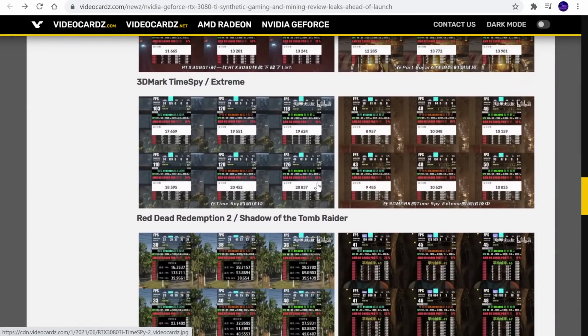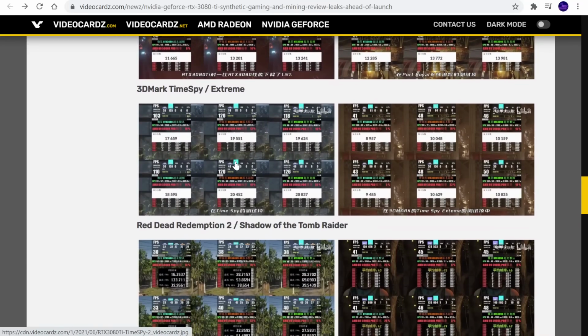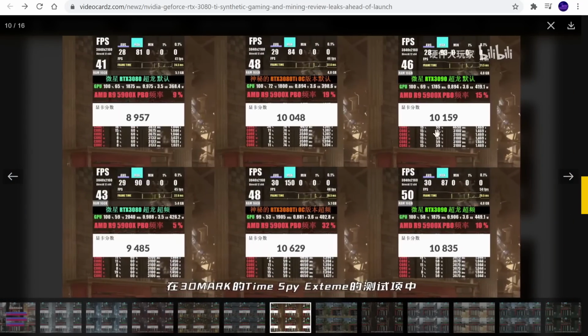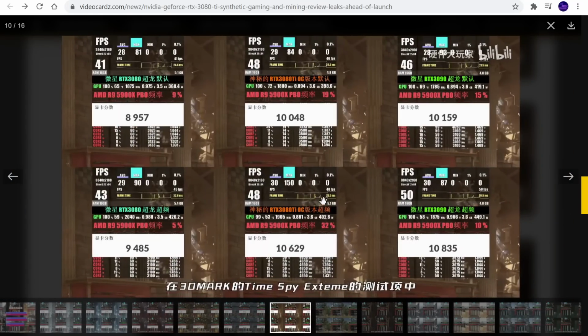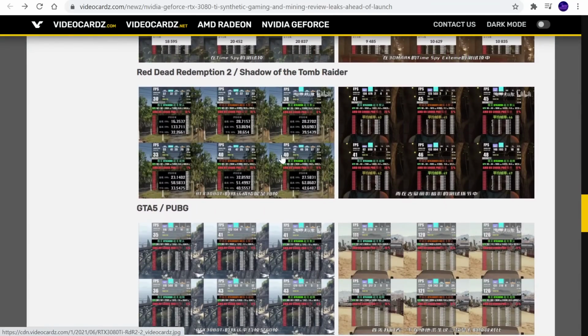I'm going to sound like a broken record. We have Time Spy Extreme here. So Time Spy Extreme, once again, extremely close to the 3090, more significant lead over the 3080. Am I annoying you yet by sounding exactly the same? Guess what we're going to see?